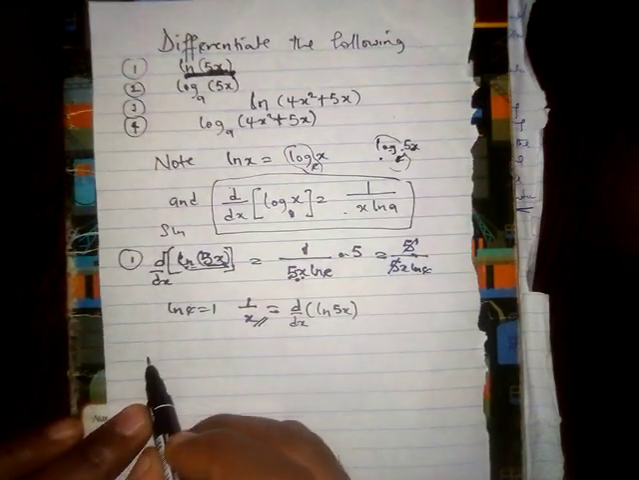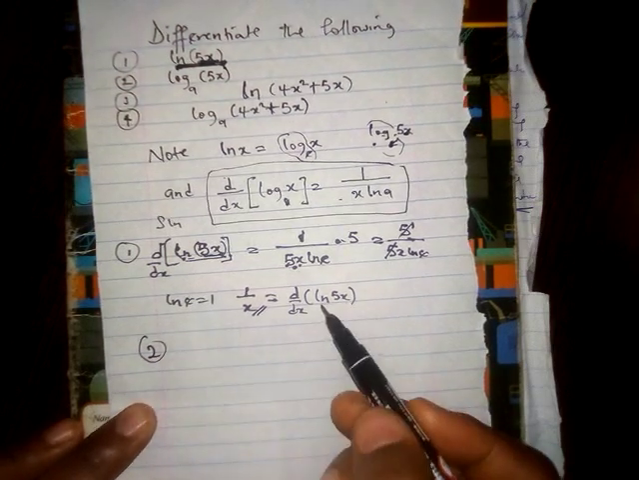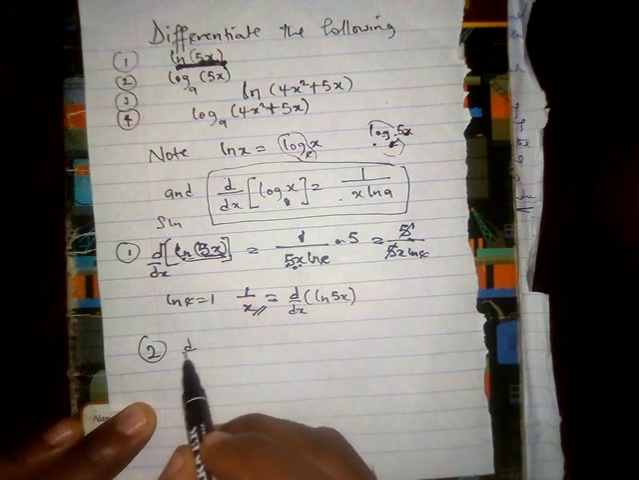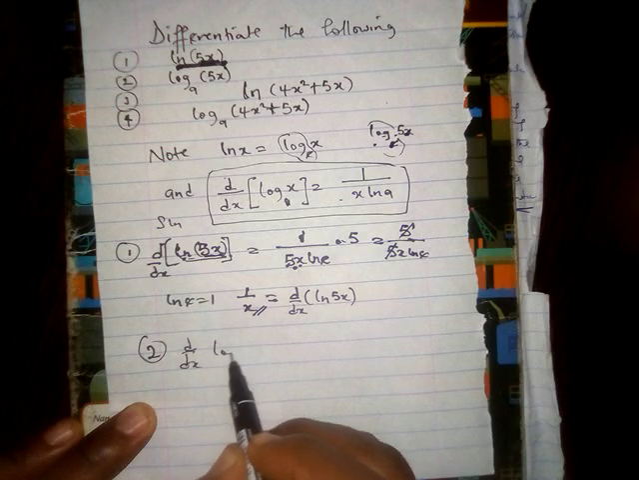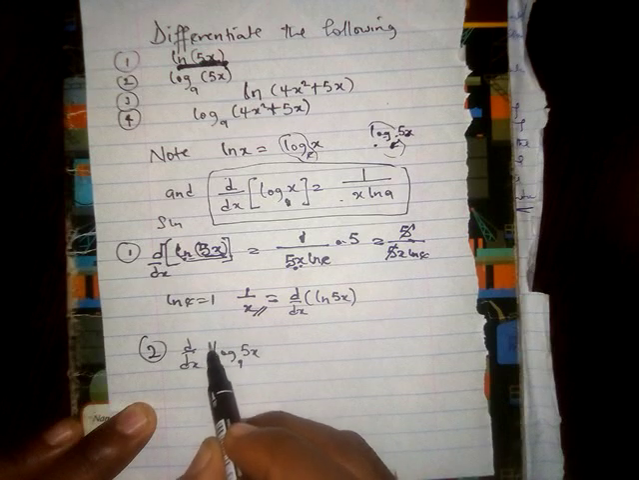Now the second one, we want to differentiate this, but this is with arbitrary a. We have d over dx of log 5x with base a. We want to differentiate this.